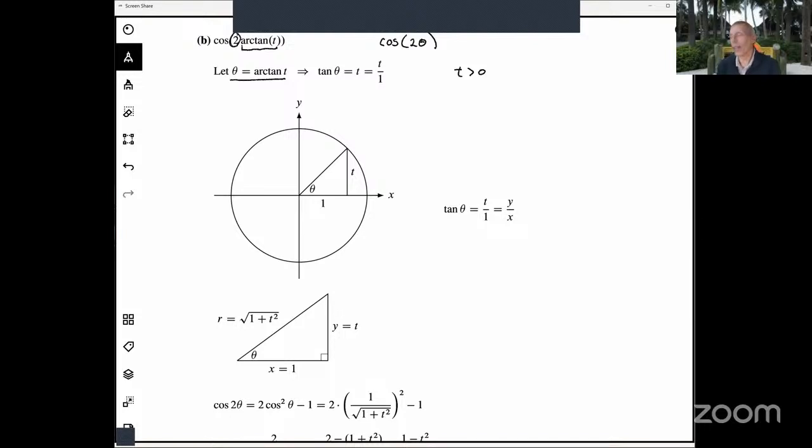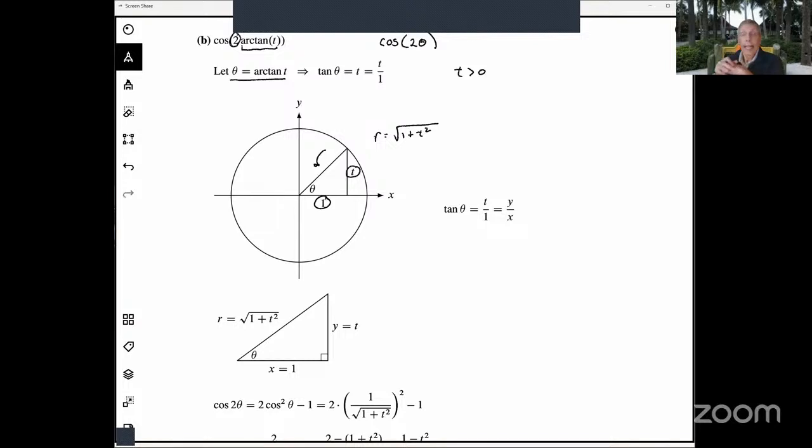All right, so I've drawn this triangle with this circle. If I've got this right, the tangent of theta is y divided by x, vertical displacement divided by horizontal displacement. So here's my vertical, t. Here's my horizontal displacement, 1. I've got to find the length of the hypotenuse, or r. Using the Pythagorean theorem, that would be the square root of 1 squared plus t squared.